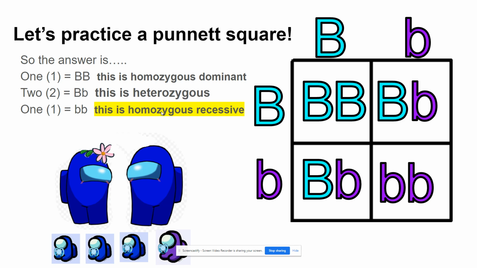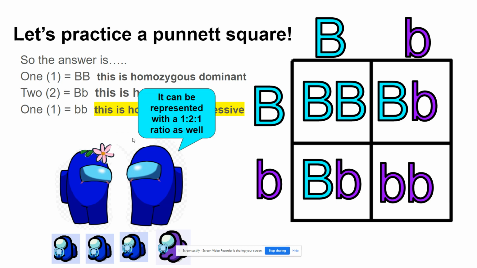Again, homo means same, which means they have the twinsies, the two little bs. It can be represented in a 1:2:1 ratio. So again, we have one homozygous dominant, two heterozygous, and then one homozygous recessive. And that is how you determine the genotype.